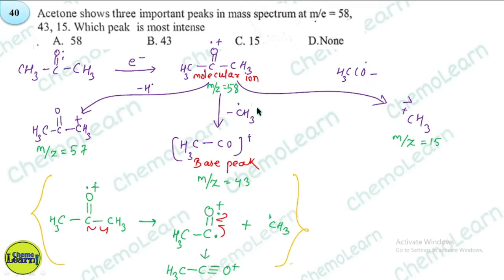And upon removal of one methyl radical, we can get CH3CO plus, which is resonance stabilized. So here fragmentation occurs like this. Here this bond is broken, homolysis takes place, and we can get a resonance stabilized cation, which has M/E value equal to 43, and it is the most intense peak, the base peak. This M/E equal to 43.